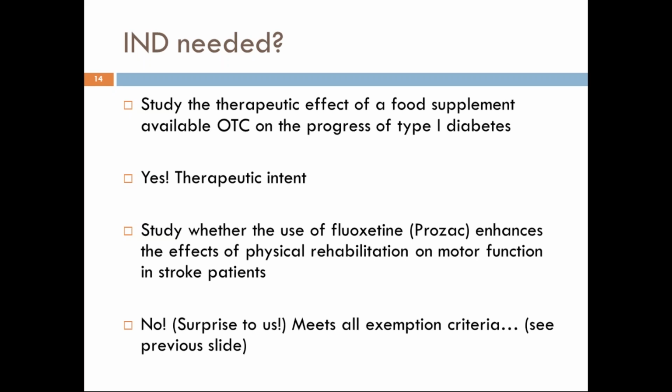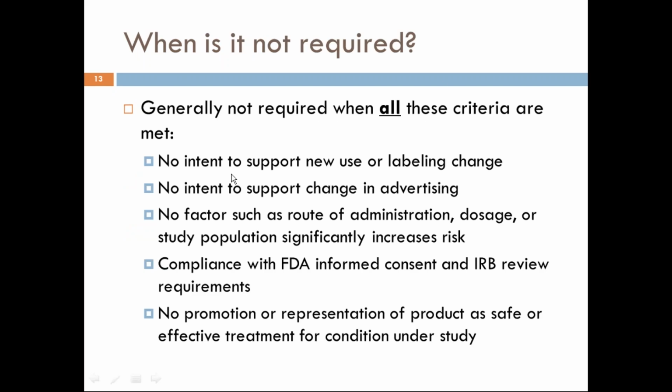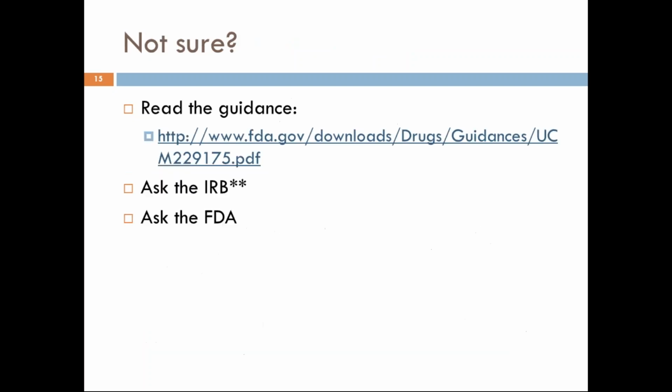Exactly, yeah. So this is what the FDA said: you don't need one. So it meets all the exemption criteria. Apparently, when you go through these criteria, there was no intent to support a new use or label change, and this is where we struggled because we thought this is to improve rehab outcome. And the FDA, I forgot exactly what argument they had that it was not. I think antidepressants are used very frequently for stroke patients. Maybe that's why, yeah. So that must have been the reason then. No change in advertising, no change in dosage, the same patient population, so yeah, we didn't need one. So that was a lot of work, but we learned a lot.